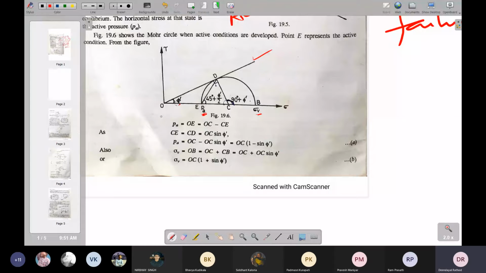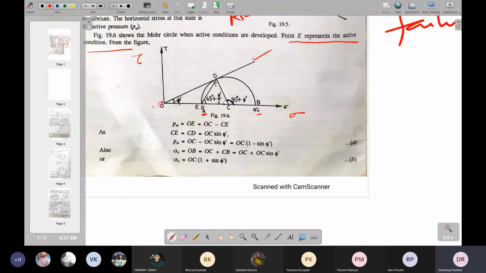Here, figure 9 shows the Mohr circle when active conditions are developed. Point P represents the active condition. Now, what is this PA? How can we find it out? Suppose we take this as the shear axis and this one as the origin, O. PA is nothing but OE.